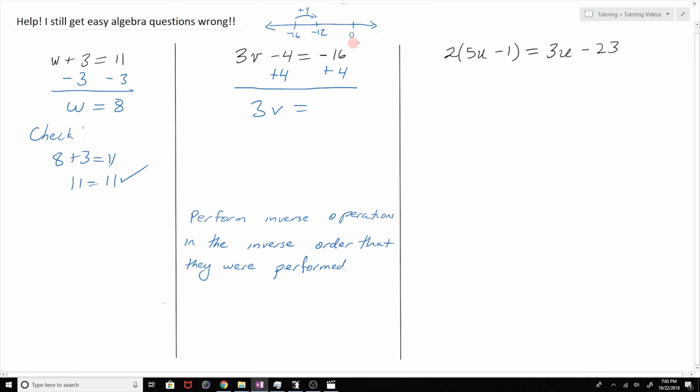Now, you don't have to draw this every single time, but you do have to keep the number line in your mind. You do have to mentally draw it every single time. Negative 12, divide by 3, because dividing by 3 is the inverse of multiplying by 3, and that's the only operation left to undo. And I get V equals negative 4.